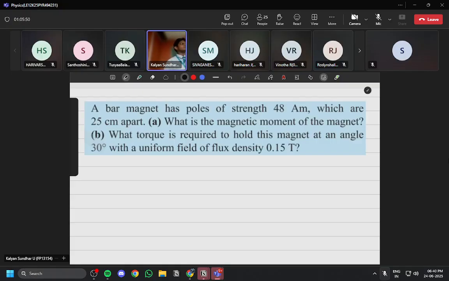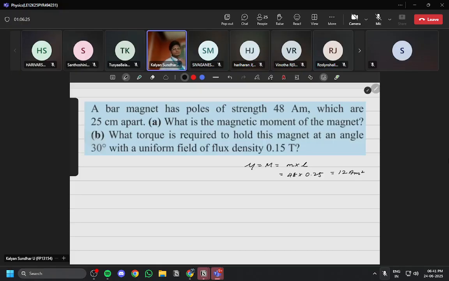But actually, the expression for the electric dipole moment or the magnetic dipole moment, for both, is the product of the magnitude of the charge into the distance between the charges. For the magnetic case, it is the product of pole strength into the distance between the poles. So here the total distance is 25 centimeter. So I can write the mu value or capital M as small m into the distance between them. Small m is 48 into 0.25, which gives 12 ampere meter square.